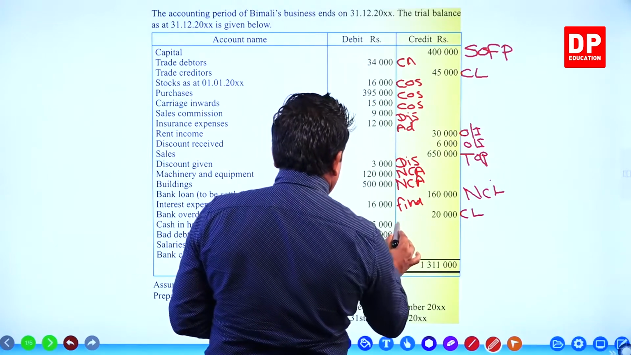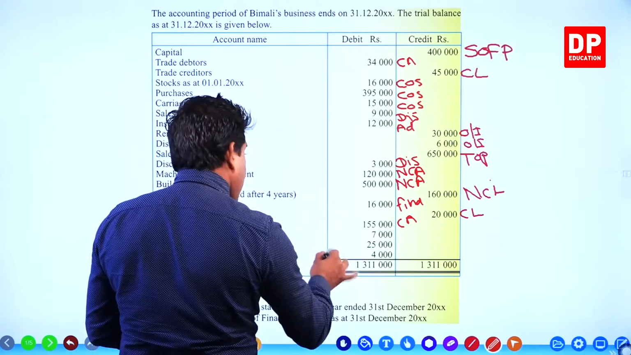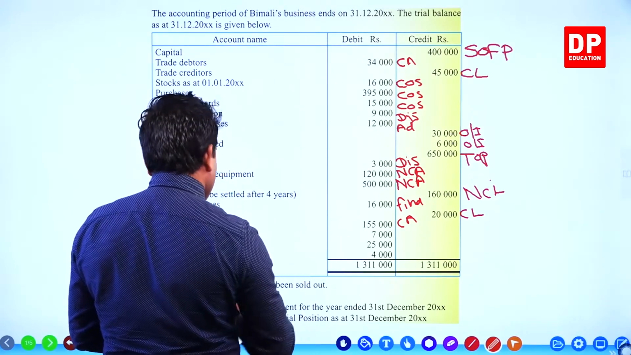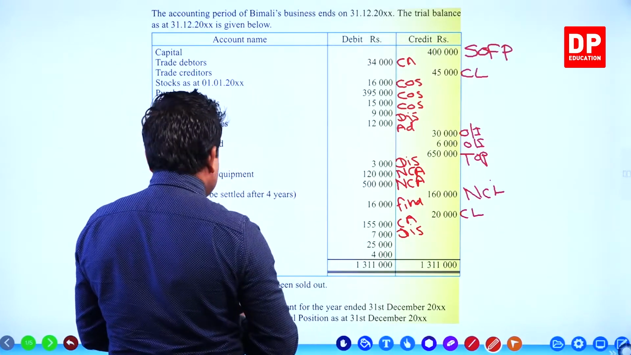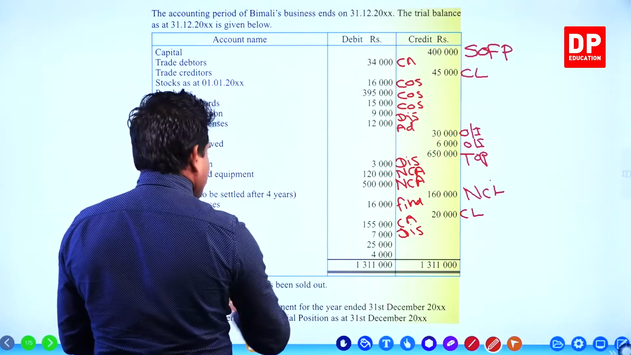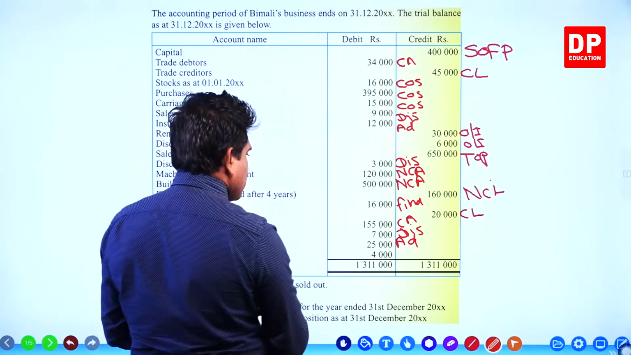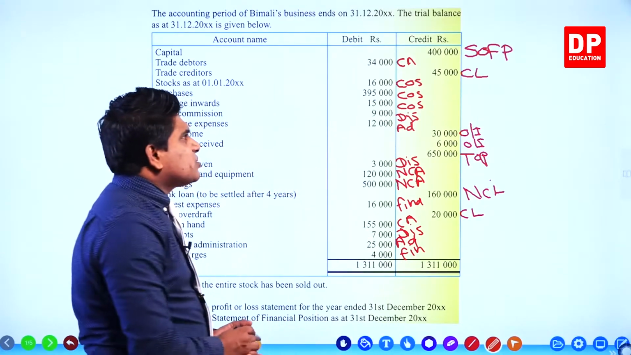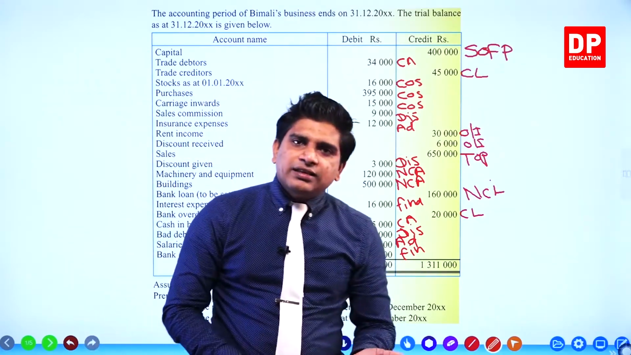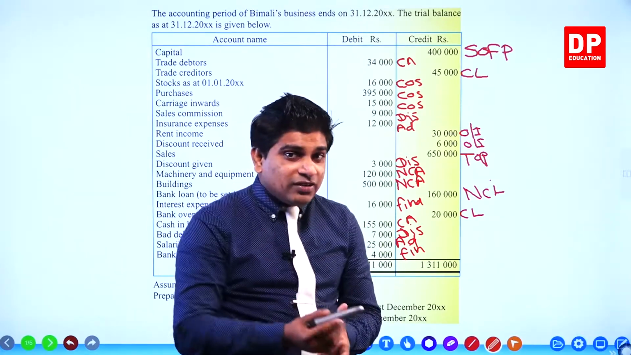Then cash in hand, available money with you. Where? Current assets. Okay. Then bad debts, not good debts, bad debts. This means distributing. Salaries and administration, clearly they have given administration. Then where? Administration. Okay. The next one, bank charges, expense, which? Financial. Now you can do the question because you have classified everything here, right? Where you put these items.